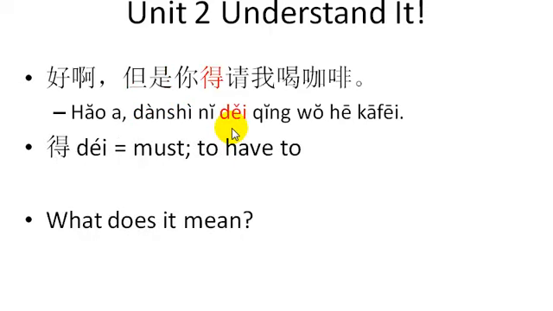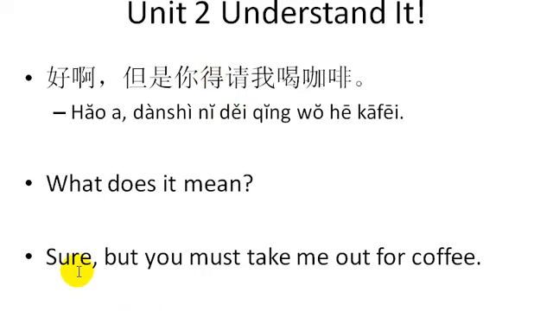So 得 means must or have to. 好啊. So he's agreeing to help her prepare for the Chinese exam. 但是你得请我喝咖啡. So what does this mean? What does Leo have to do in exchange? Sure, Wang Peng says, but you must take me out for coffee.